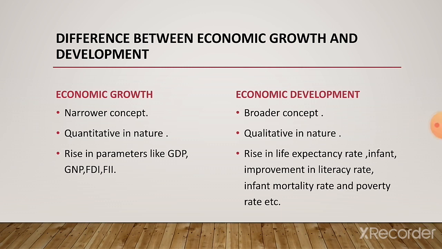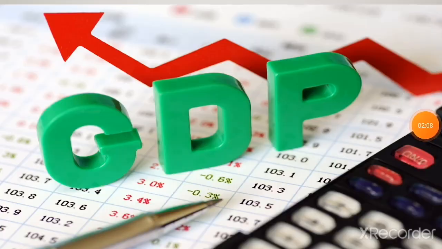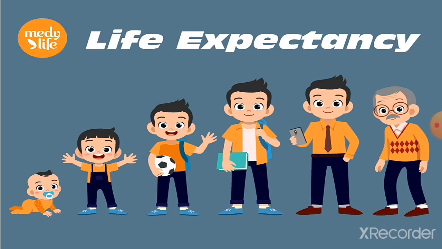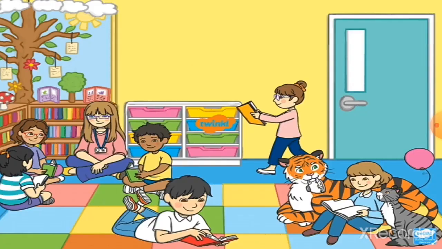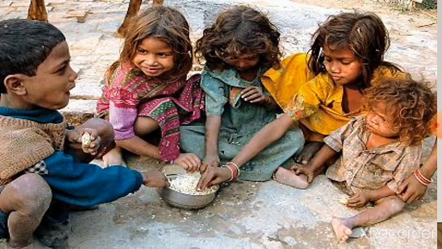Next, based on scope, economic growth is a rise in parameters like GDP, GNP, FDI, FII, etc. But economic development is a rise in life expectancy, improvement in literacy rate, and a fall in infant mortality rate and poverty rate, etc.